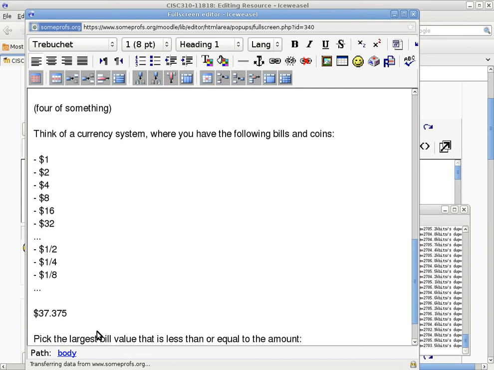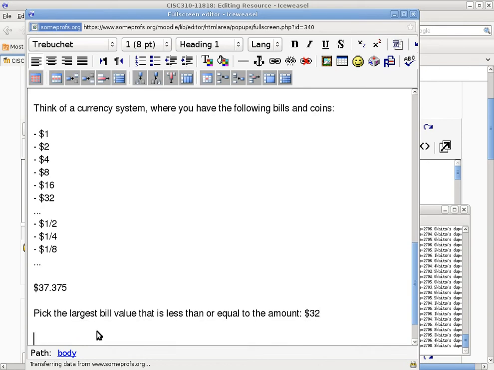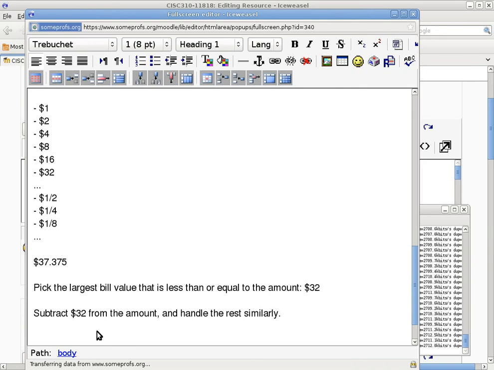In this case, what would that be? 32. 32, very good. So we now have a 32 bill, okay? And then subtract 32 from the amount and handle the rest. Similarly, okay. So after 32 is subtracted, how much do we have?